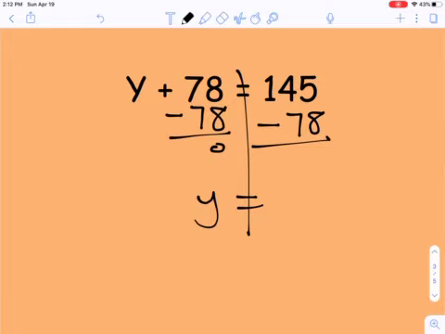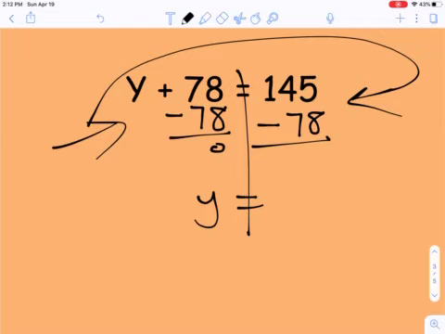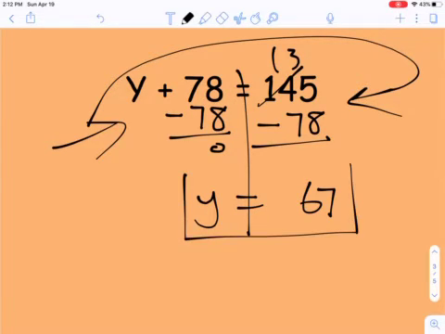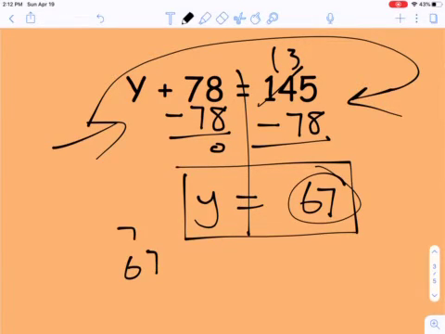So whatever, you can do whatever you want to this side of the equation, but you have to do the exact same thing to the other side. So that's the other fundamental rule of algebra, is that you can do what you want to one side, but you do it to basically the whole equation. So 145 minus 78, if I simplify that, that gives me 67. You can always take this number and put it back into your equation, 67 plus 78, and see if that equals my 145. And if you do it, it sure does.